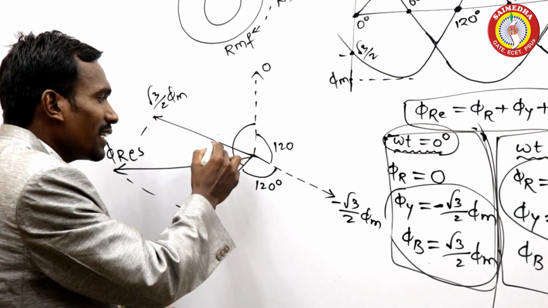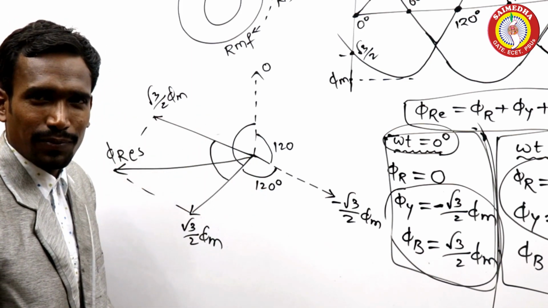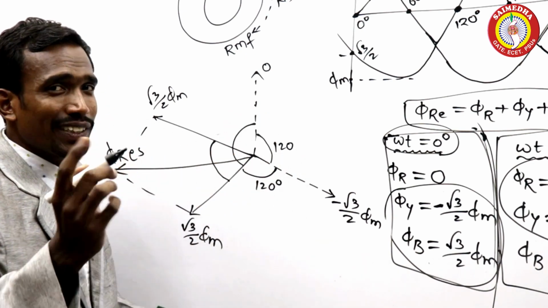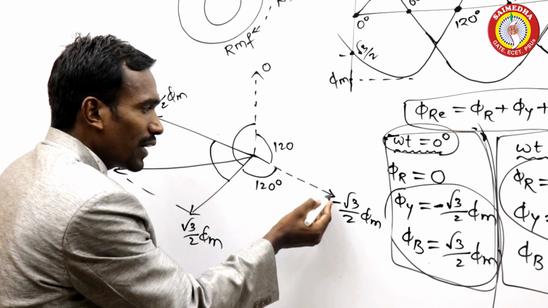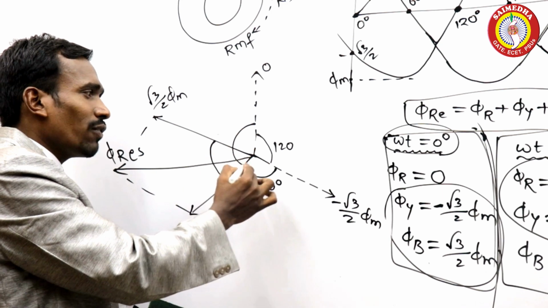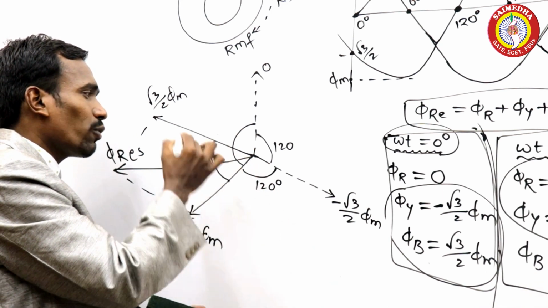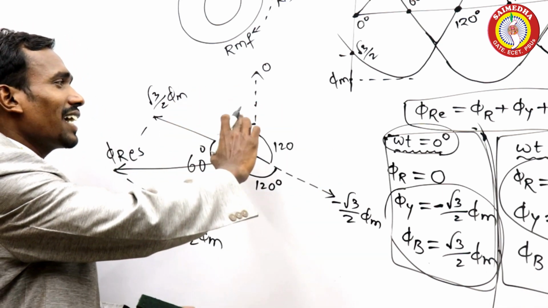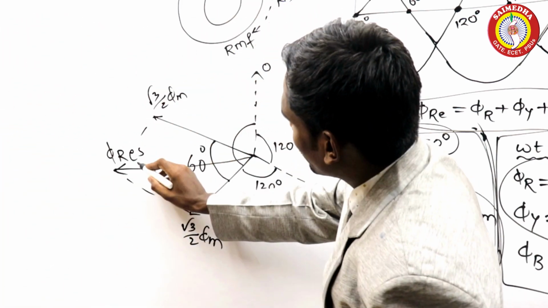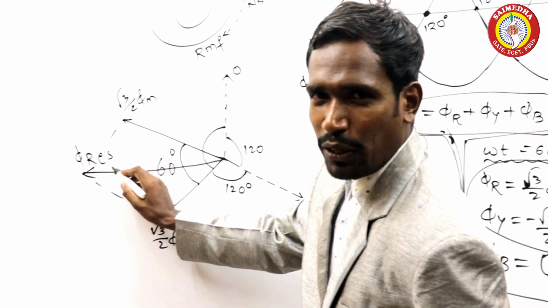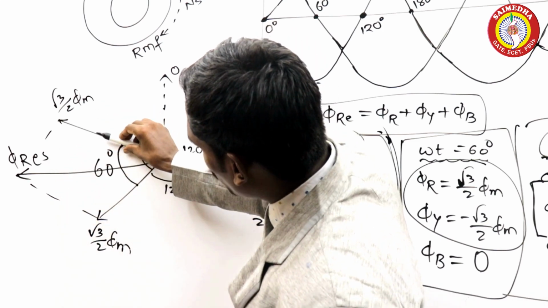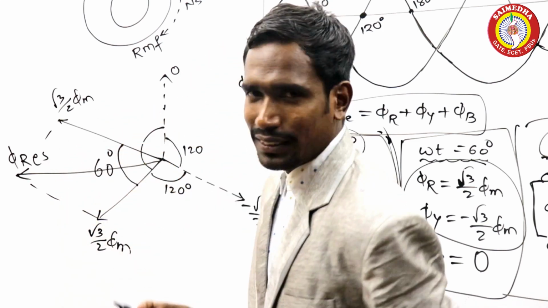Can you tell me what is this angle? Actually from here to here it is 120 degrees. But I am taking the exactly opposite vector of another one, so this total 120 degrees splits into two equal parts, 60 degrees and 60 degrees. Right. Now I want this resultant flux value. Very important. This resultant flux is nothing but the sum of these two fluxes.